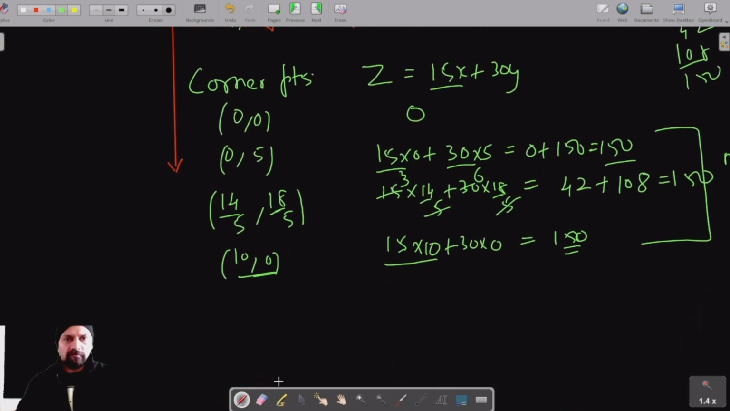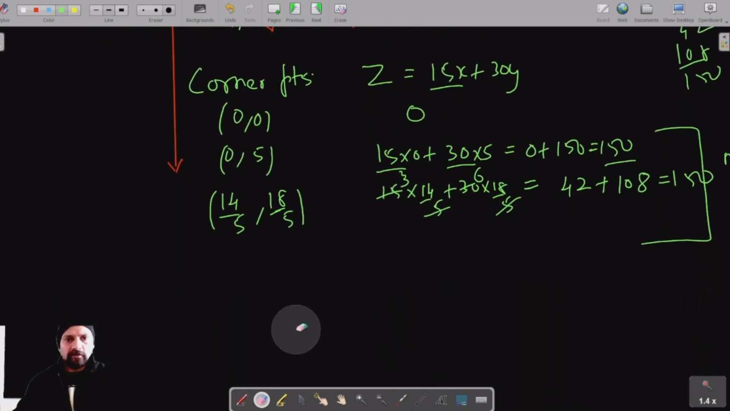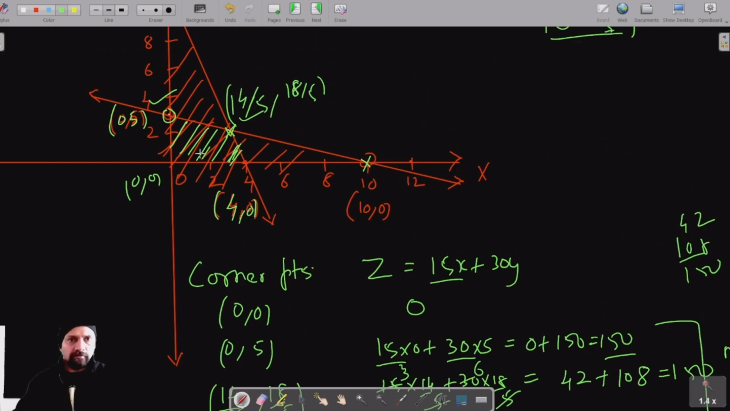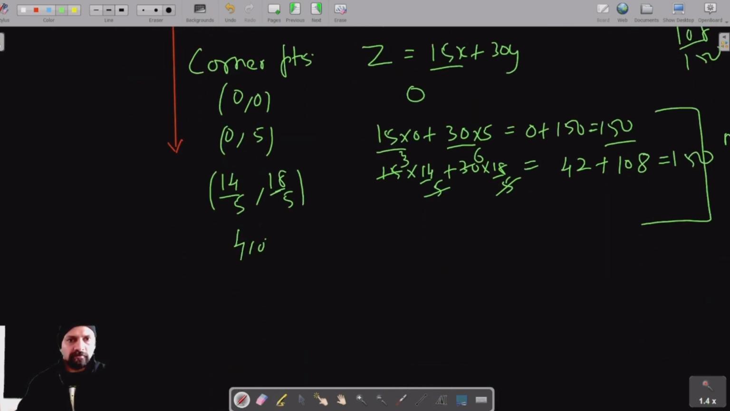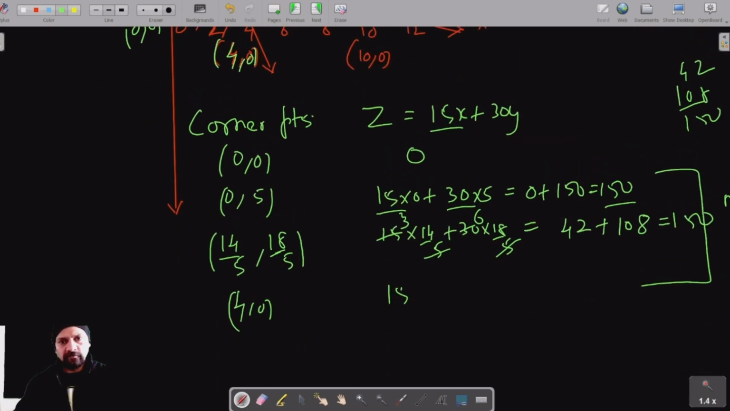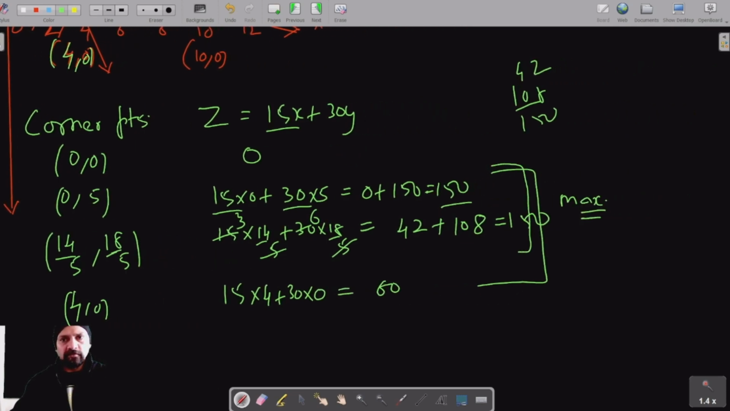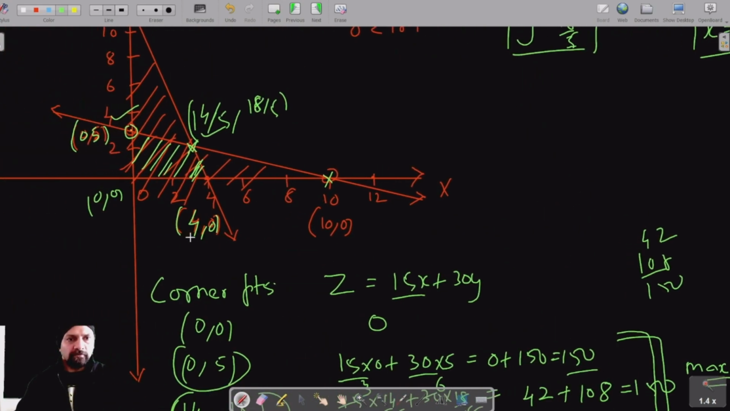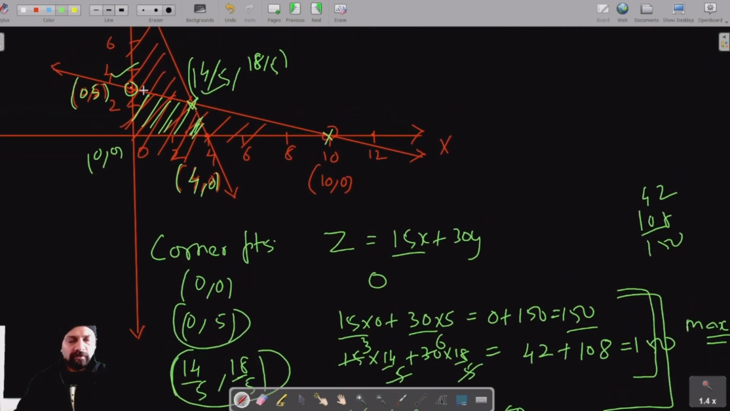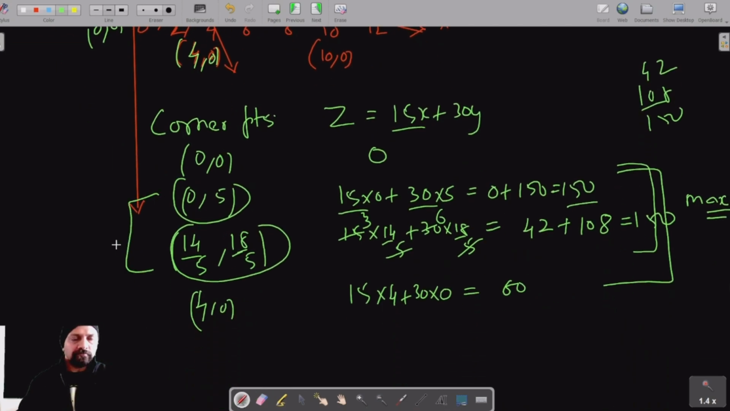Okay, this is not 10 comma 0, our corner points are actually 0 comma 0, 0 comma 5, 14 by 5 comma 18 by 5, and 10 comma 0. And the value at 10 comma 0 is 15 into 10 plus 30 into 0, which is equal to 150. So this is the value at these points, the value is maximum. So this is 0 comma 5 and 14 by 5 comma 18 by 5.